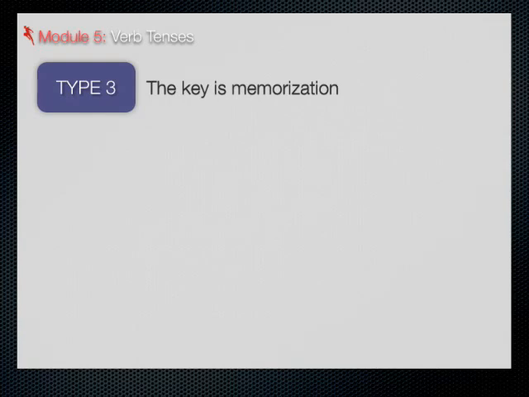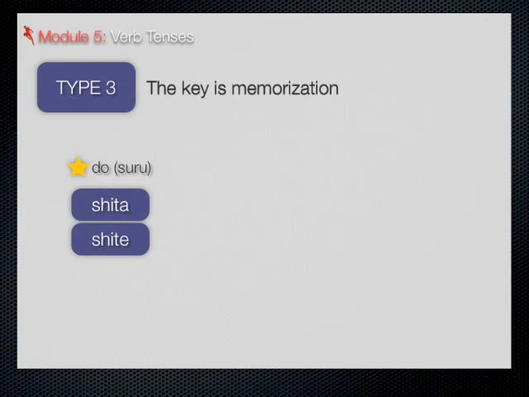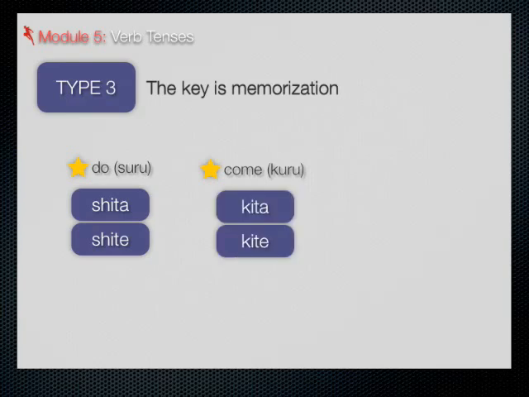And the key to type 3 verbs last module was memorization, and it's the same here because there are so few exceptions that it's just easier to remember them than it is to make a rule for them. So let's look at the first one, do, which is suru. The ta form is shita, and the te form is shite. And now looking at come, which is kuru, the ta form is kita, and the te form is kite.